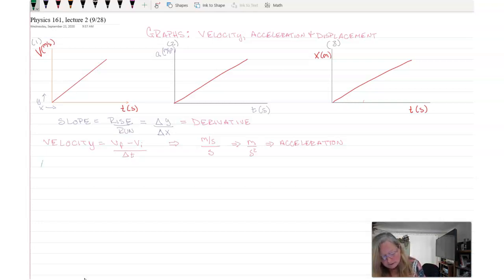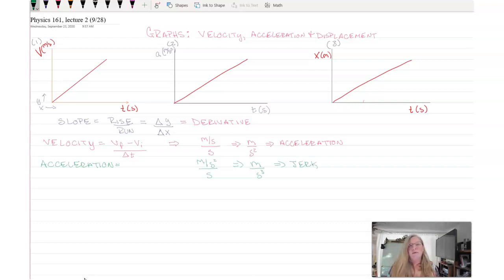So let's do that with acceleration then. For acceleration, let's just jump right to our units. I have meters per second squared divided by seconds, and that's not feeling very familiar. I'm going to rewrite that in terms of meters per second cubed. And that actually is something. So if acceleration is changing, we call that the jerk.